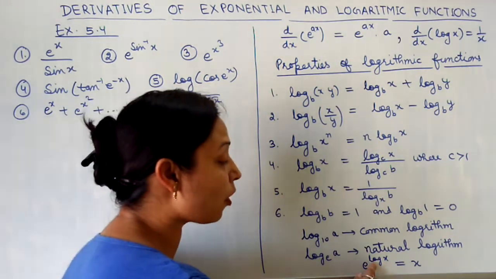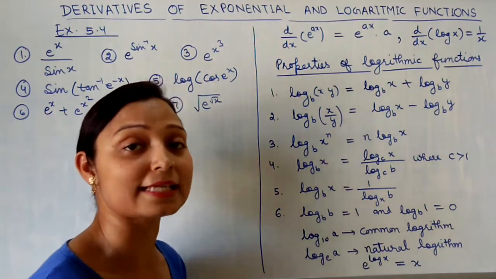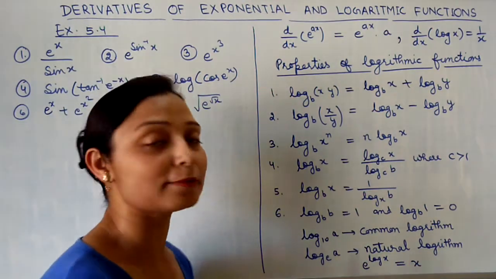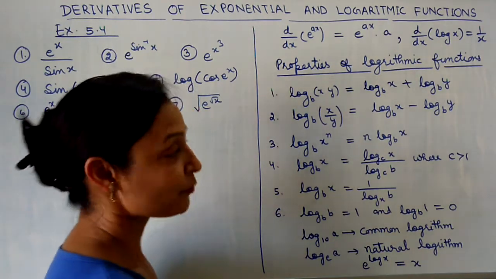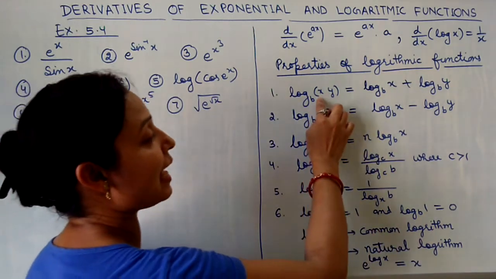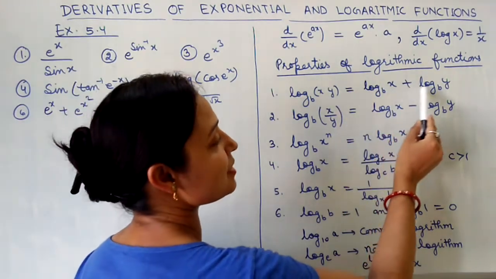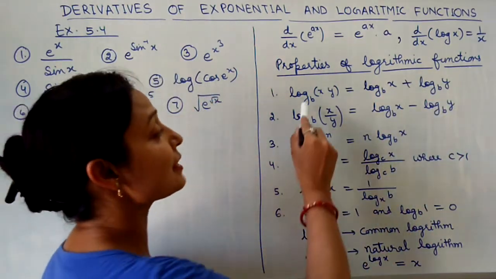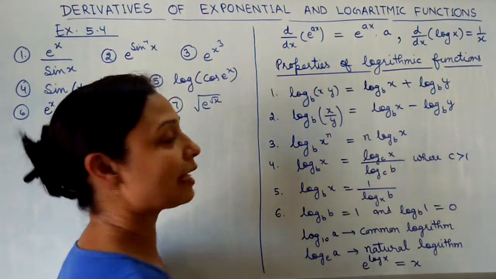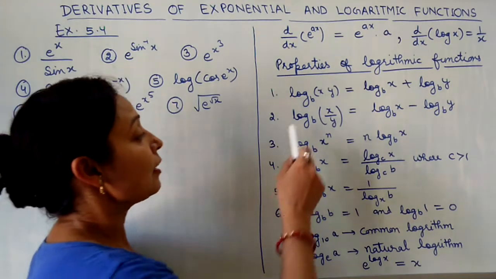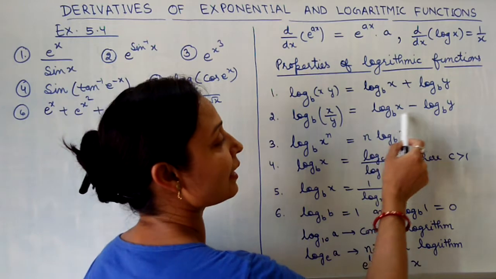If exponential of log x square is there, the answer is x square, because logarithmic and exponential cancel out and we get only x square. Now come to the properties. If there is x into y inside the logarithmic function, that equals log x plus log y. If there is nothing in the base, that means it is a natural logarithm. For log base b of x by y, if there is x upon y, we write it with a negative sign.